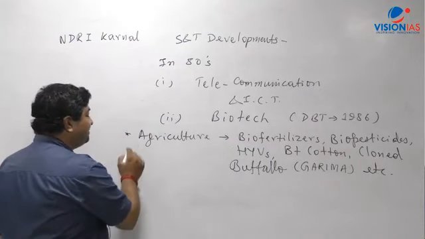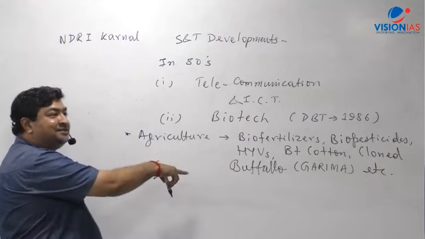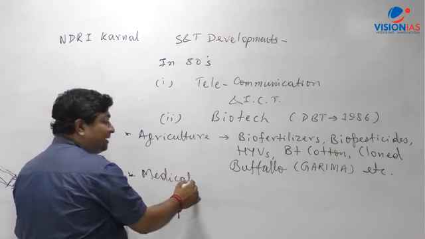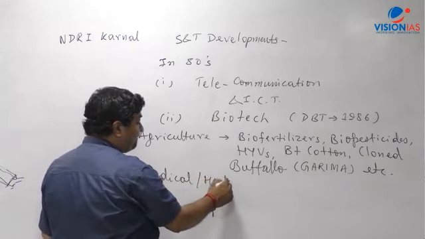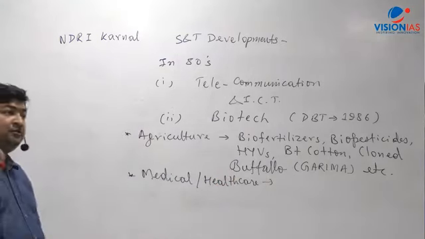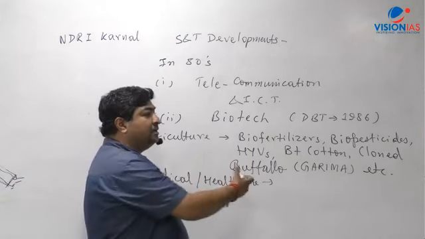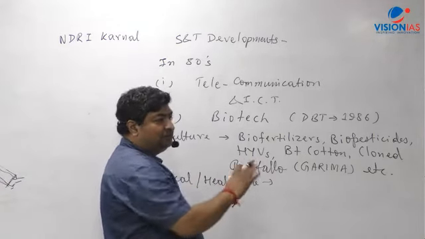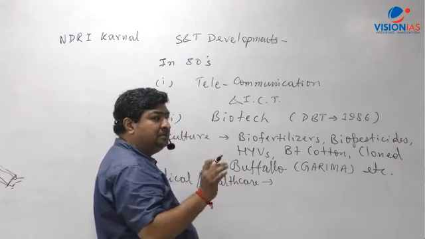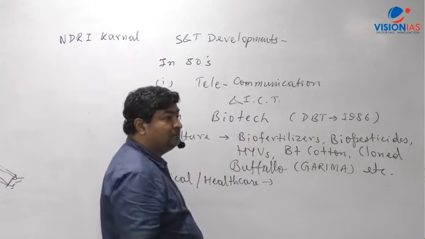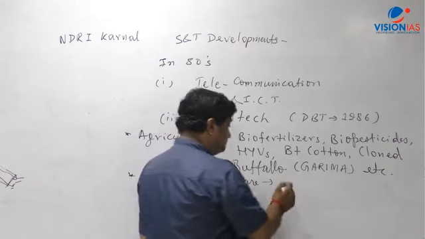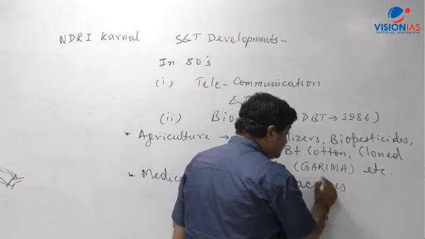Then if you look at areas apart from agriculture biotechnology, in the last 30 years DBT has gone into medical biotechnology, or healthcare. Now give me an example of a DBT achievement in this area. Remember that in both the prelims and mains exams, I will come out with these developments. Any medical biotechnology development that we are using today in the healthcare sector? Vaccines.